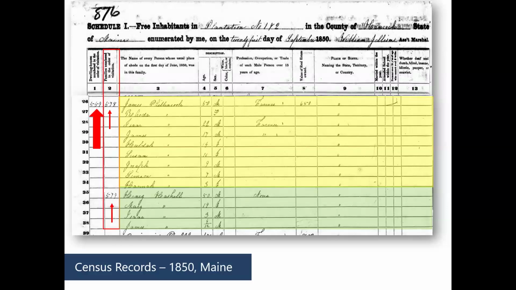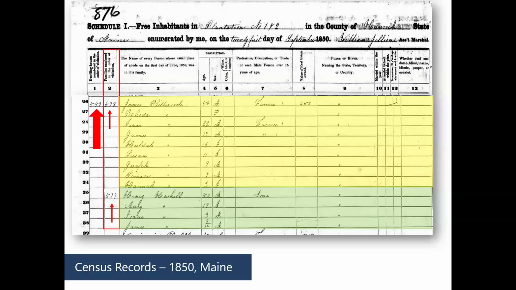Here we see an 1850 census in Maine, and I was helping a gentleman in a consultation. He was looking at the Philbrook family, and James Philbrook and his wife Belinda and all of their children there were listed. And then he noticed that Henry Haskell was directly below this, and he said, "Oh, James's daughter Mary married Henry Haskell. That's got to be them."